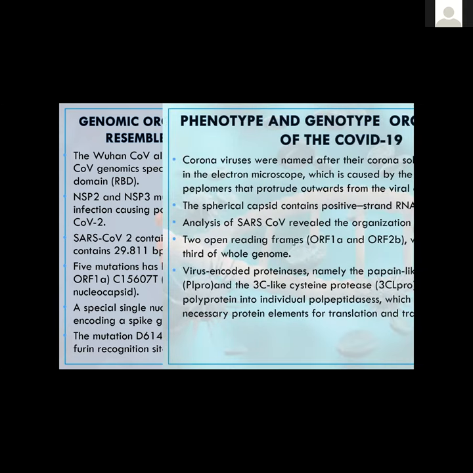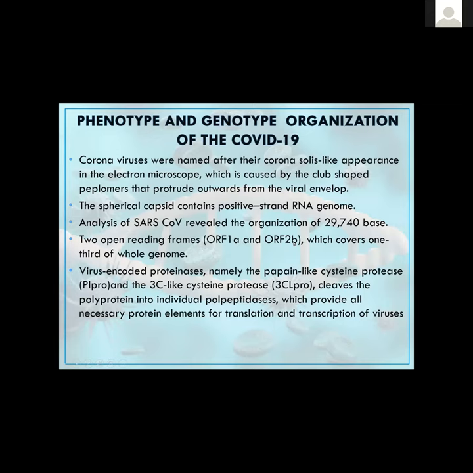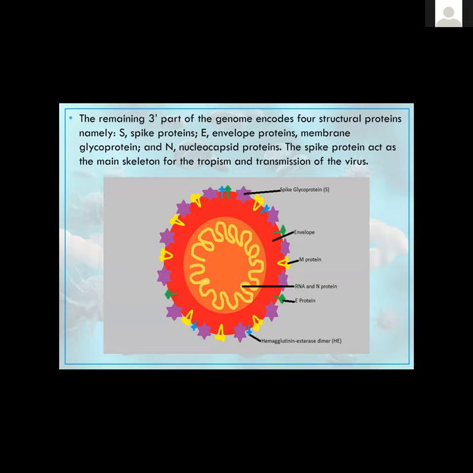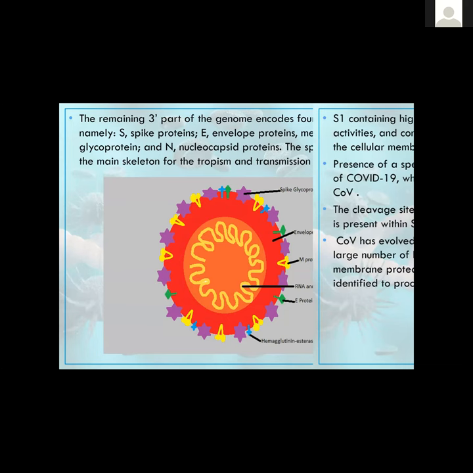So the phenotype, as we know, is that coronavirus has a crown-like appearance, which is why its name is coronavirus, and it's a positive strand virus. It mainly has two open reading frames and many peptides, papain-like cysteine protease enzymes, which help in the cleavage and further translation and transcription. This is the structure of the coronavirus family.